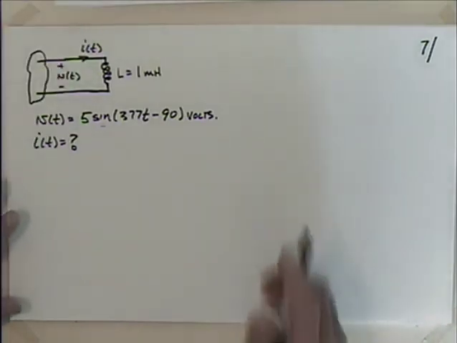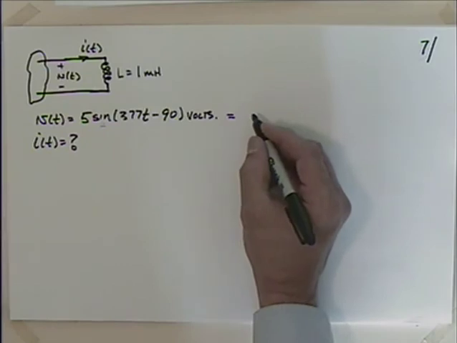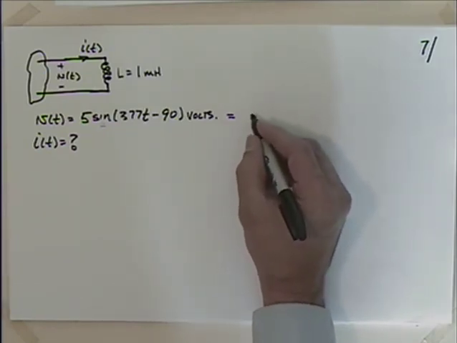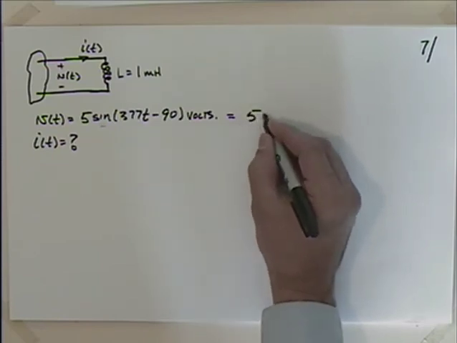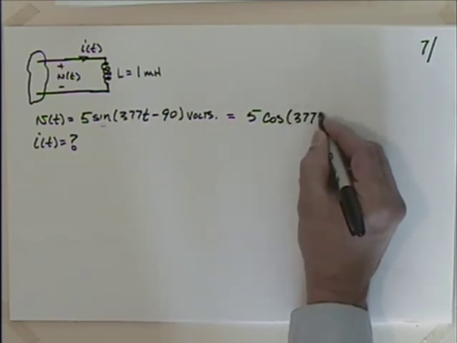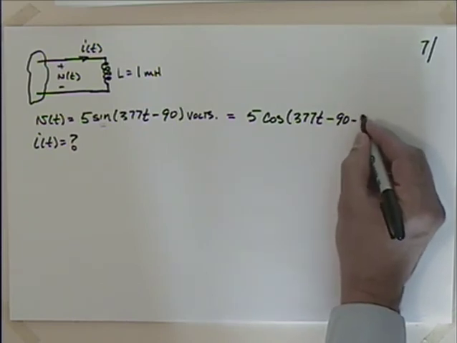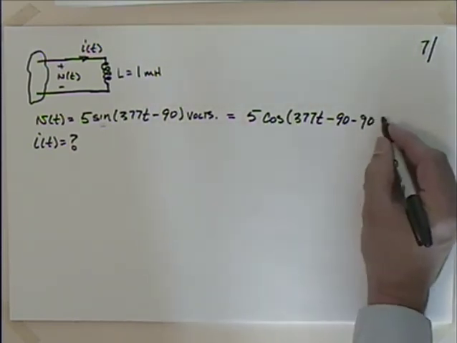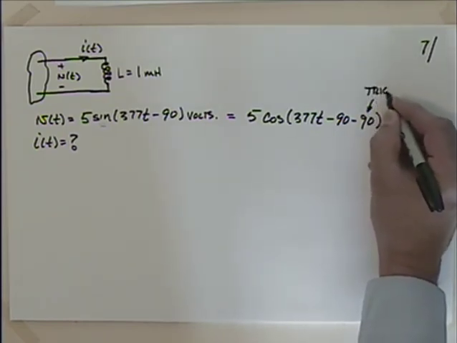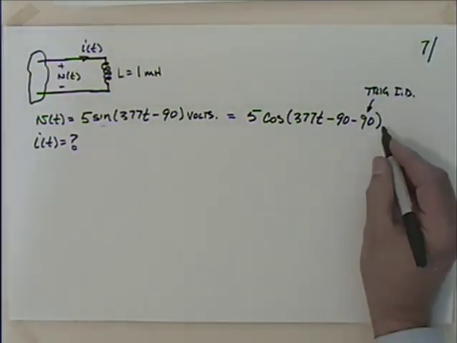So let me convert that. How could I convert that? I could say that that's equal to what? Well, my trig identity says that I just need to subtract 90 degrees. So I could really write this as 5 times the cosine of 377t minus 90. That comes from that, and then I also have to subtract off another 90. That's my trig ID, and go between sine and cosine by adding and subtracting 90 degrees.